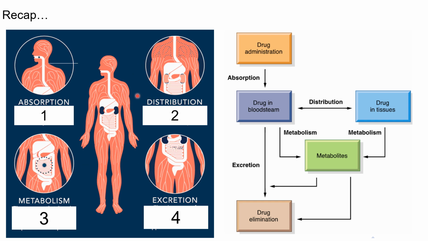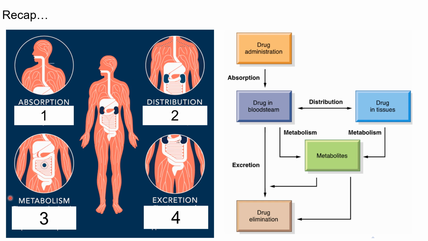The second is distribution, right? Just imagine once a drug has been absorbed, it moves from the absorption site to the tissues around the body, and the distribution from one part of the body to another is typically accomplished via the bloodstream, but it also can occur from cell to cell.